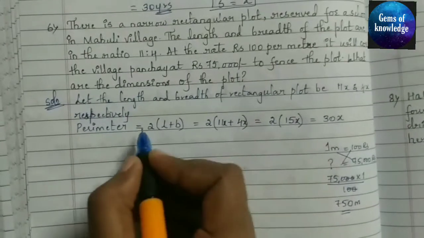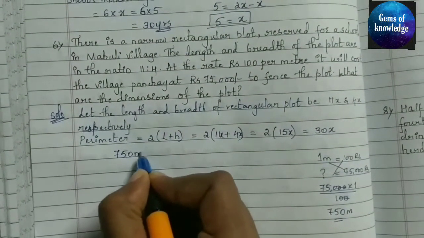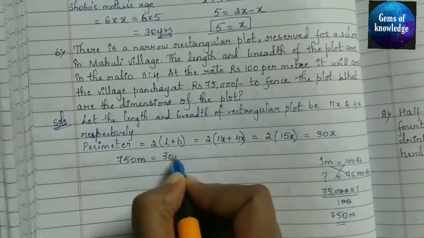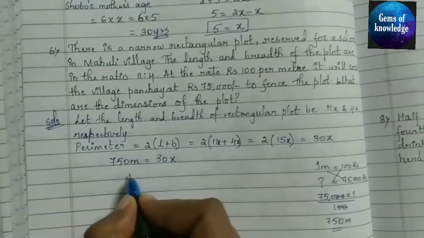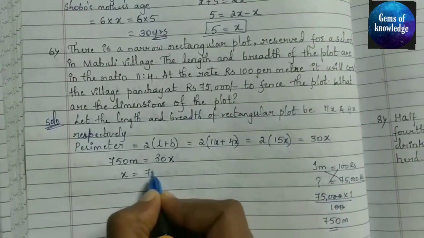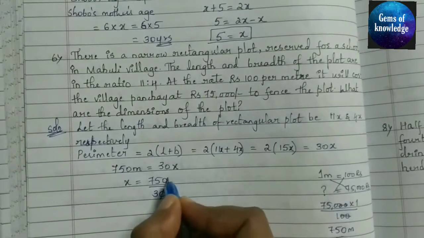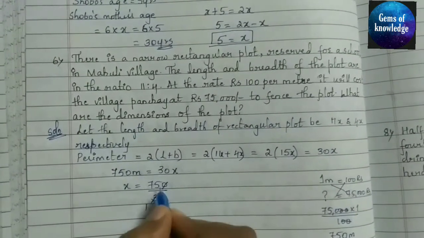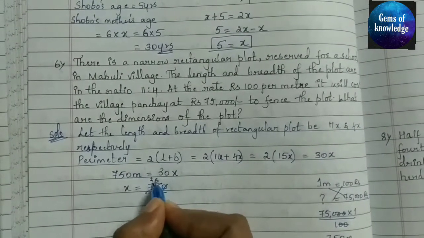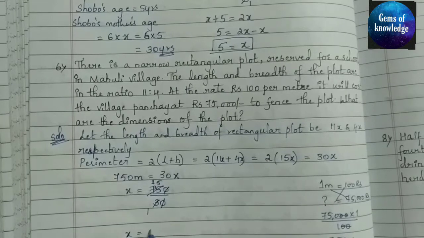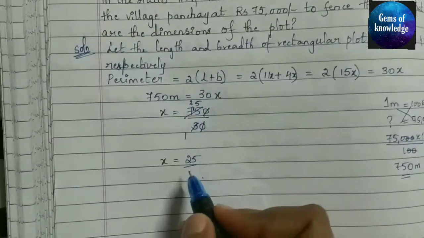So here let us consider our perimeter, that is it will be equals to 750 meter is equals to 30x. So we have to find out the value of x here. So x is equals to 750 divided by 30. Okay, so this 0 and this 0 will be cancelled. 3 1s are 3, 3 2s are 6, 1 will be carried, 3 5s are 15. So your x value is nothing but 25. So now we got the value of x here.